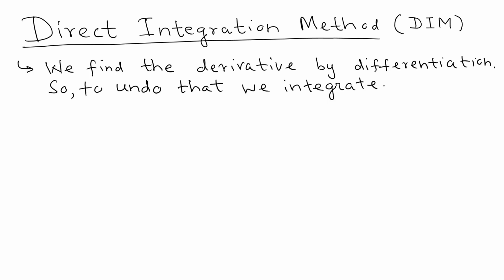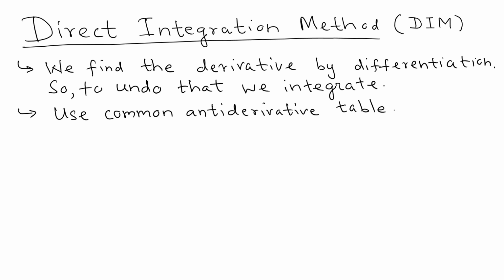We know that we find a derivative by taking the differentiation. So that means to undo that, what we need to do is integrate. It's a very simple idea. We take the differentiation to find the derivative, and to undo that, we can take the integral. And how do we do it? We use the common antiderivative table.